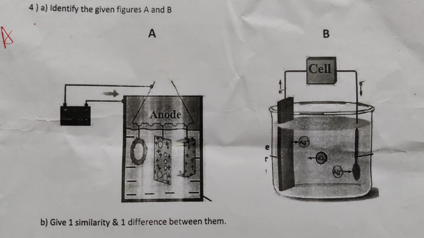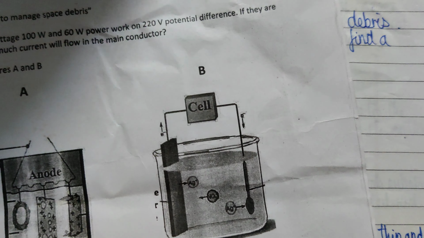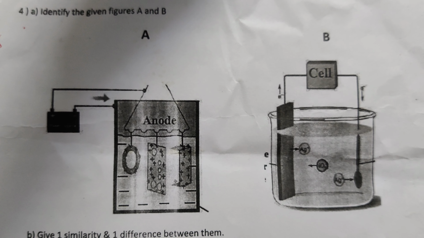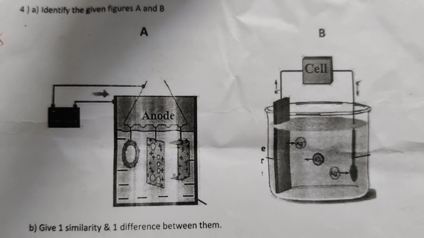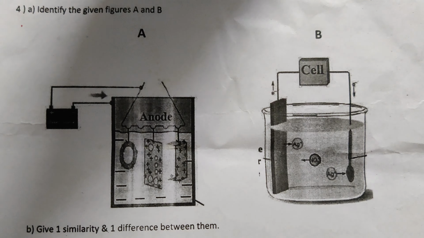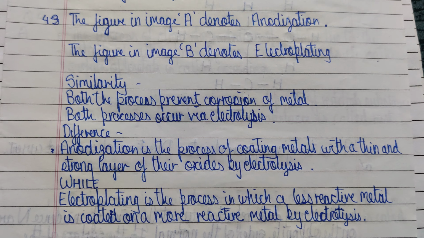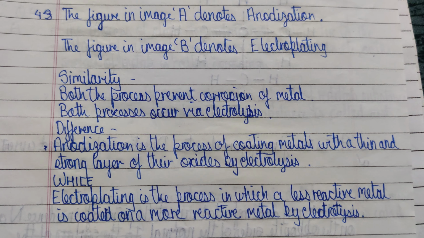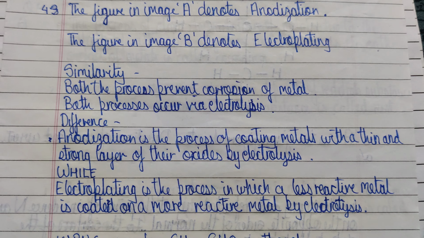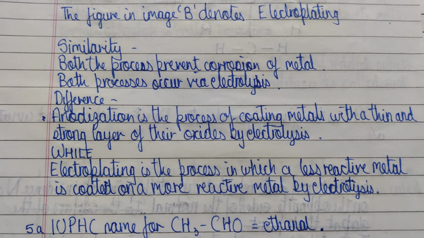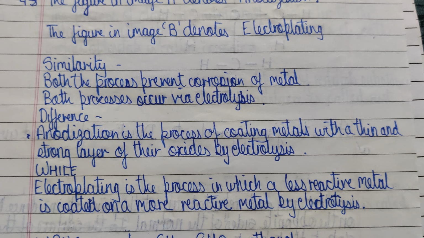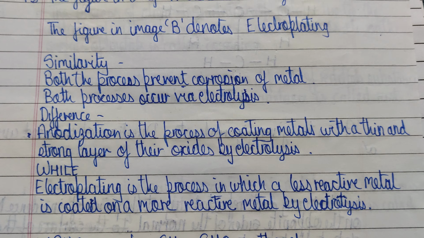Identify the given figures A and B. Give one similarity and one difference between them. The figure in A denotes anodization. The figure in B denotes electroplating. Similarity: both the processes prevent corrosion of metals. Both processes occur via electrolysis.